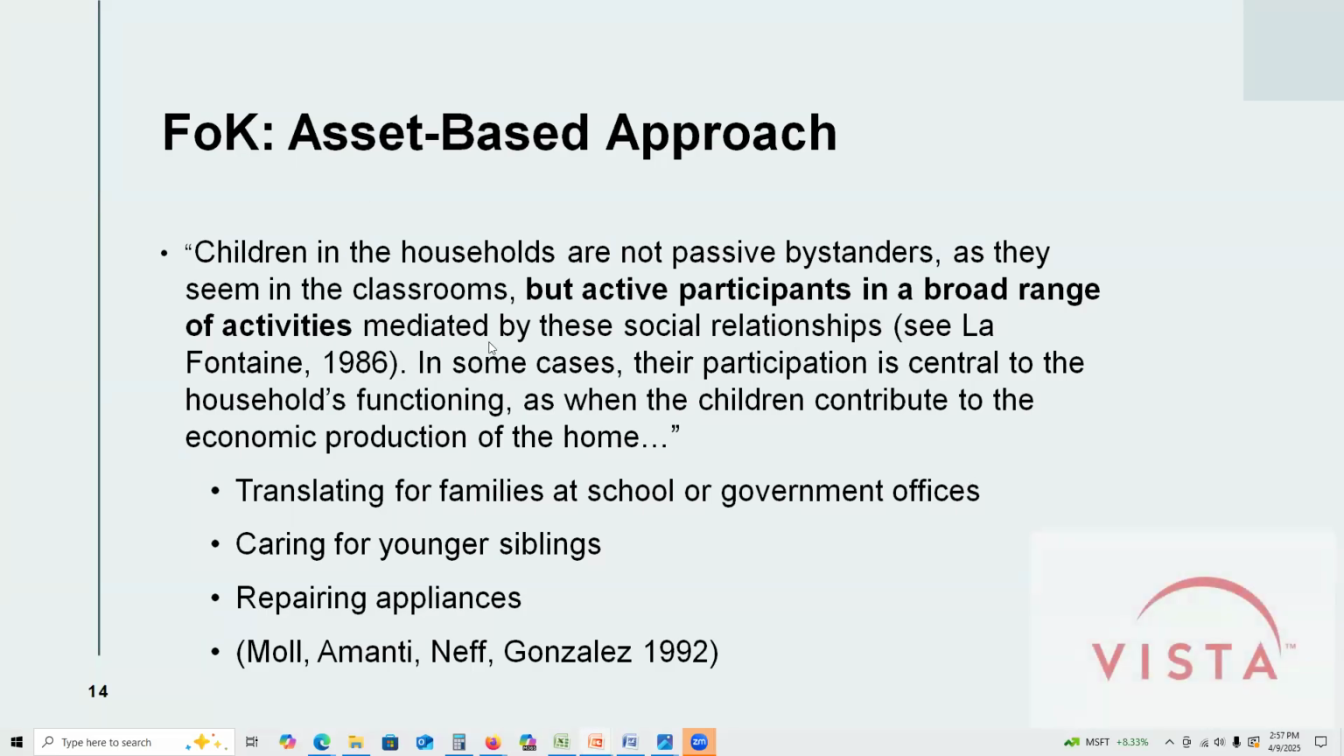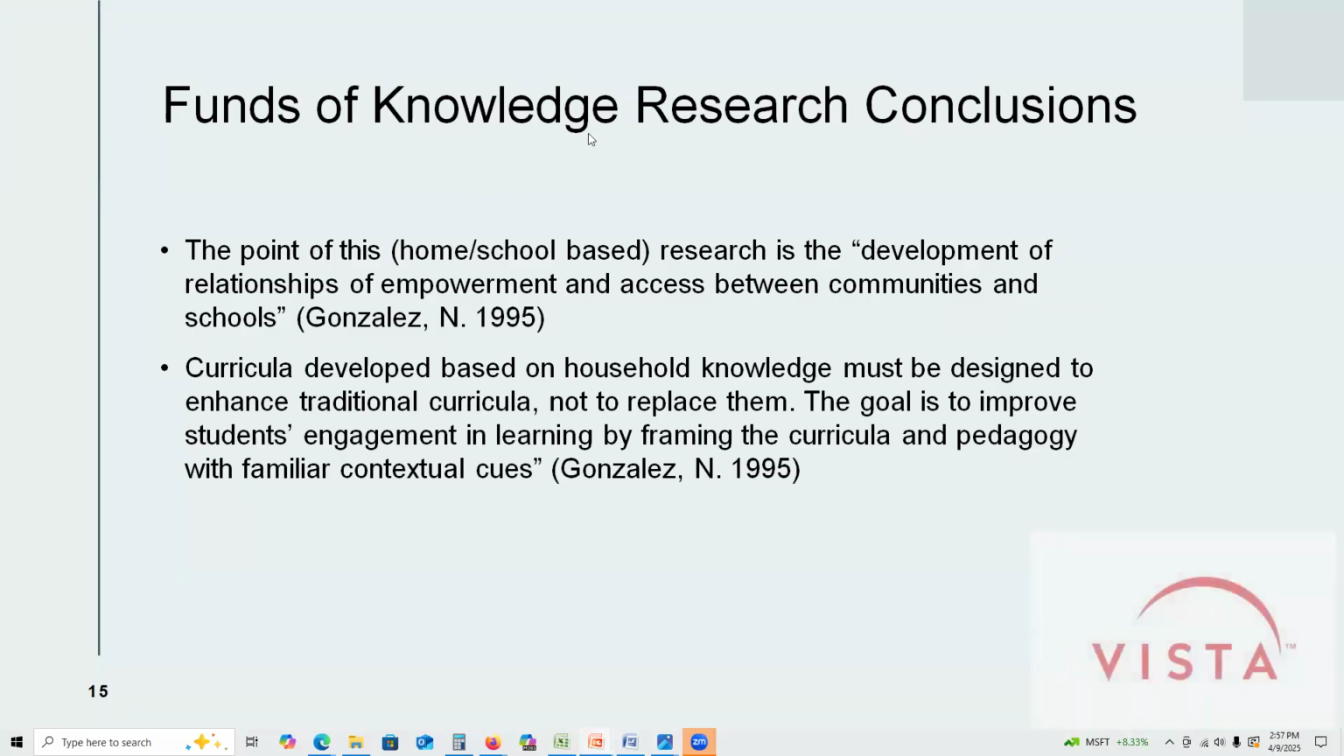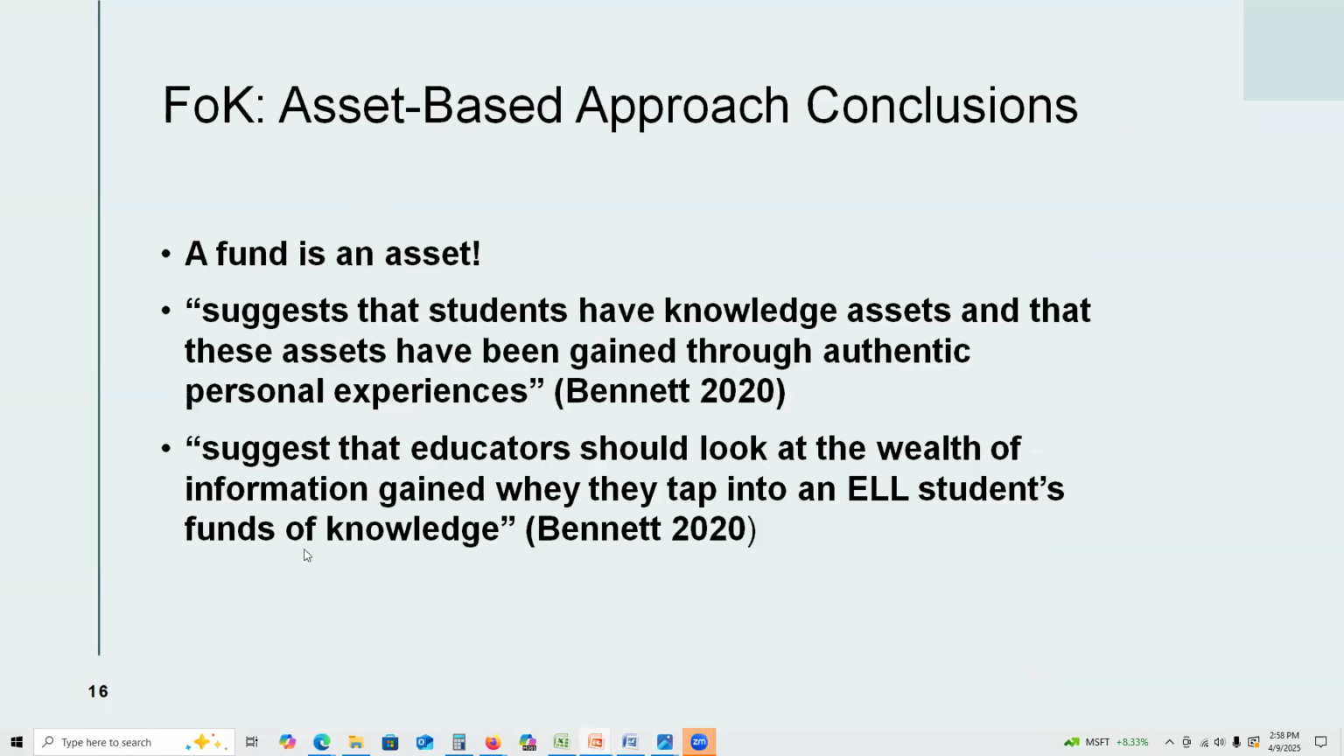All right, so I'm so glad you guys are on the same page with me that this is an asset. That's essentially what came out of this research: this asset-based approach. So, some conclusions from this Funds of Knowledge research. The point of this home-school-based research is the development of relationships of empowerment and access between communities and schools. They concluded that curricula developed based on household knowledge must be designed to enhance traditional curricula, not necessarily to replace it. The goal is to improve students' engagement in learning by framing the curricula and pedagogy with familiar contextual cues. So we don't necessarily need to replace this, but let's make it connected. Let's make some more school-to-home connections, because we're often overlooking all their skills and assets and their funds of knowledge from home life.